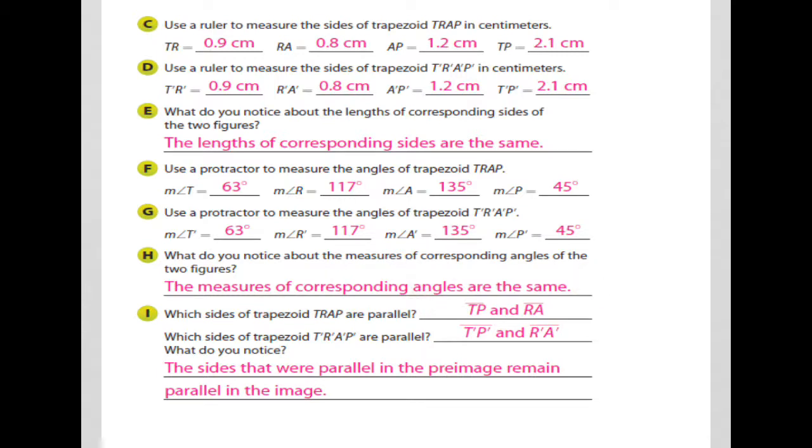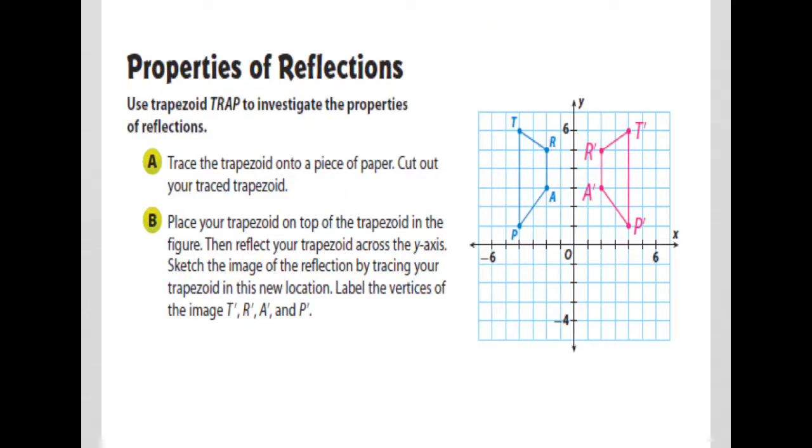Okay, so which sides of the trapezoids are parallel? Well, according to the author, he says TP and RA. So let's go back and see, can we see that? Yeah, because these other two seem as if they're getting further and further apart, so they're not parallel. Parallels are the same distance apart. So these two and these two, this is 2 units, 2 units, 2 units, 2 units, and if it carries on till infinity, we will still be just 2 units.